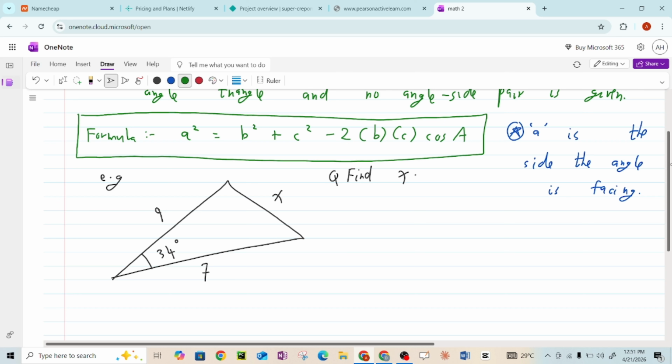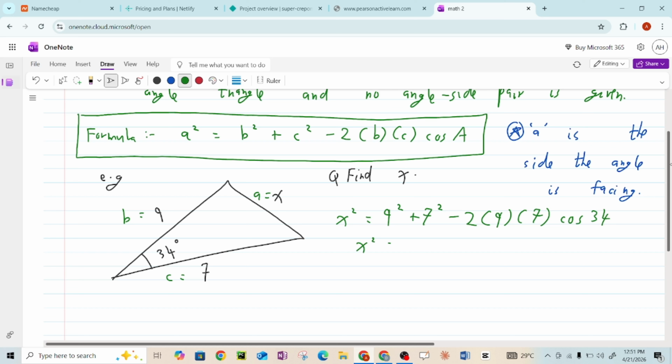So in this case, let's say we have a squared. That means we have x squared is equal to b squared plus c squared. Now b and c are those sides that touch the angle. So we first have to mark them down. a is x, and it doesn't matter which you take as b or c. You could take b as 7 and c as 9, it will still give you the same answer. So b is 9, c is 7. That means 9 squared plus 7 squared minus 2 into b and c, so that's 9 into 7 into cos of A. Capital A means the angle. That means cos of 34.